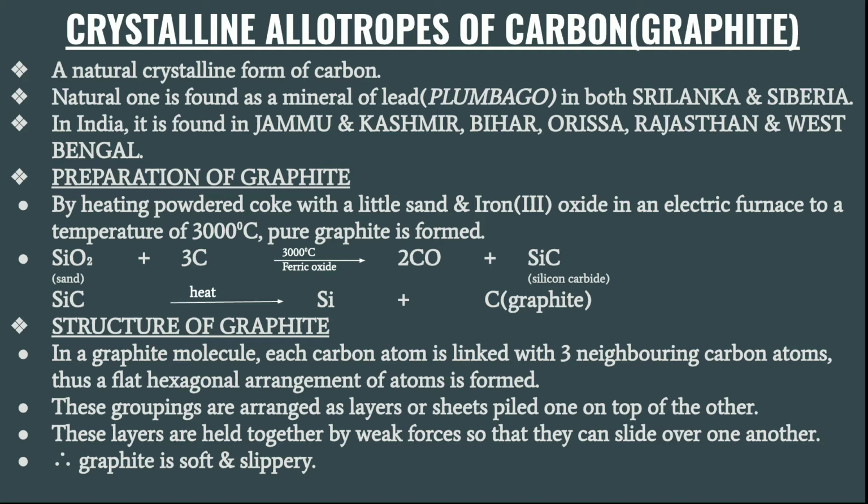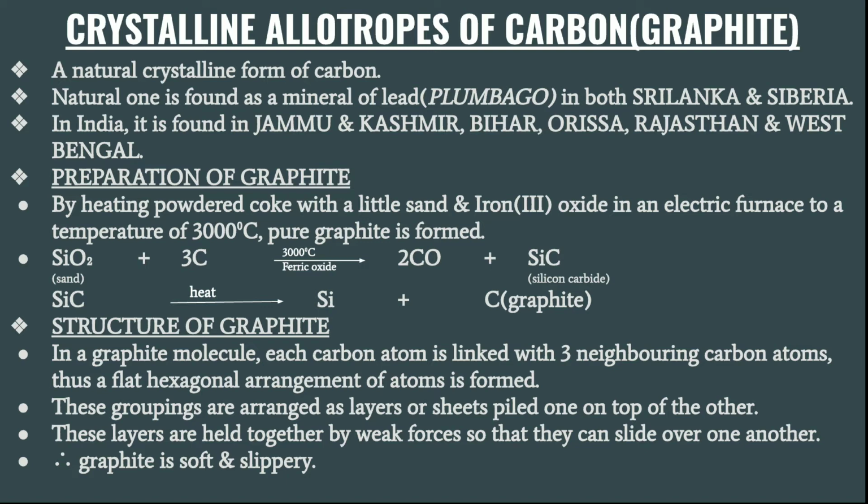Natural graphite is found as a mineral of lead, known as plumbago. It is found both in Sri Lanka and Siberia. In India, this mineral form is found in Jammu and Kashmir, Bihar, Odisha, Rajasthan, and West Bengal. Then how is graphite prepared?